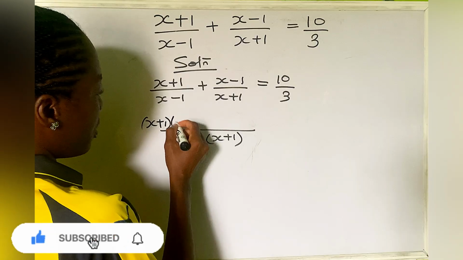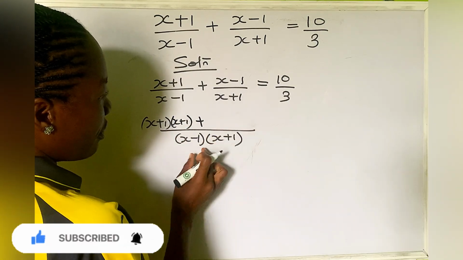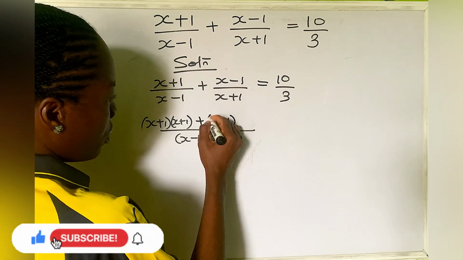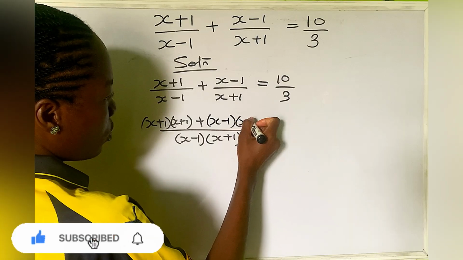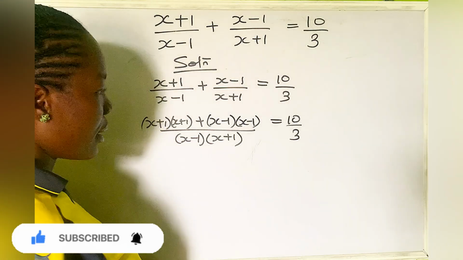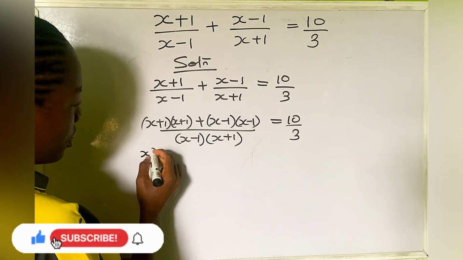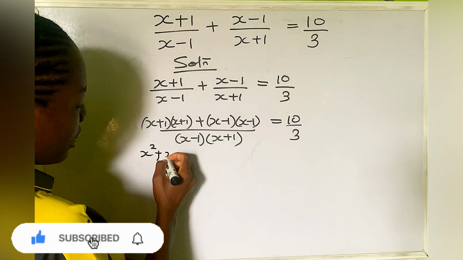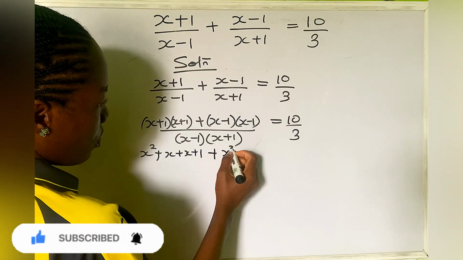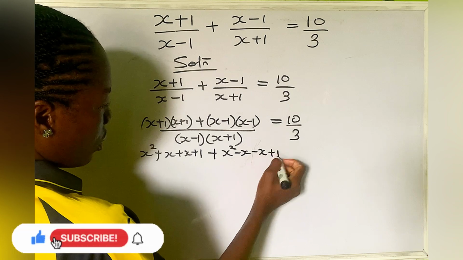then multiply it by this, which is x + 1 again, plus this into this, we'll have this left because this will cancel this. So we'll now have x − 1. We'll multiply it by the numerator, which is x − 1, is equal to 10/3. All right. So let's multiply this together. So this is x² + x + x + 1 + x² − x − x + 1.